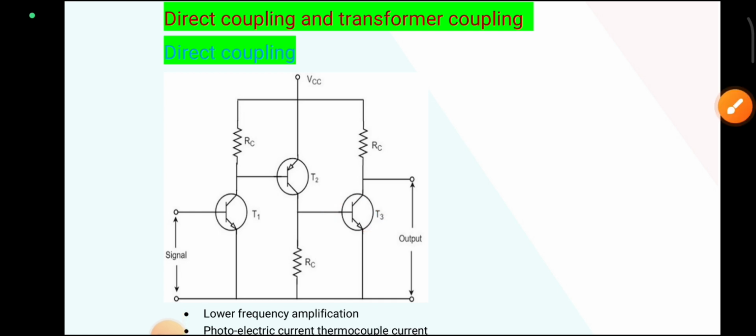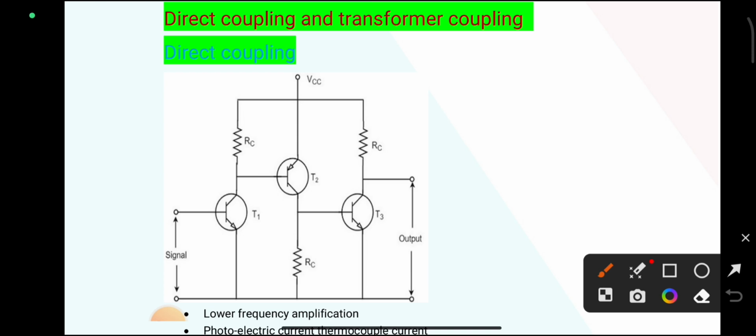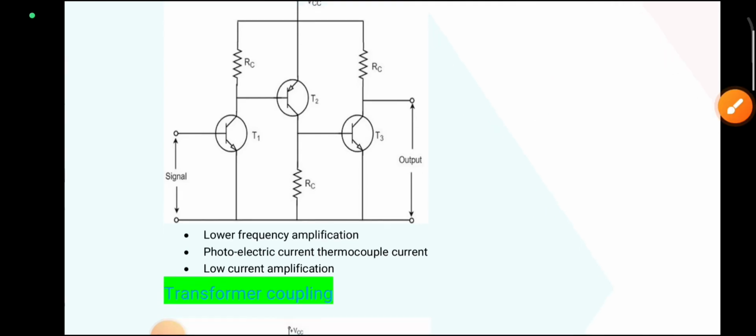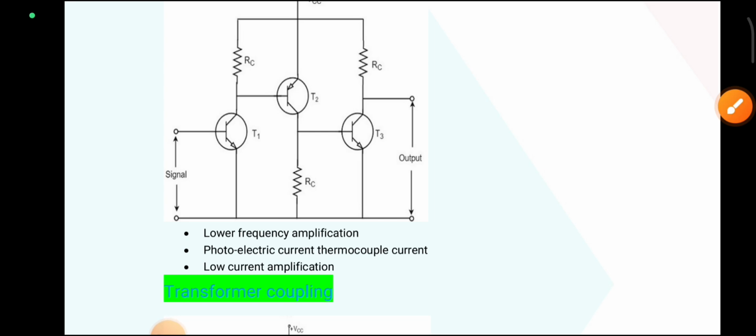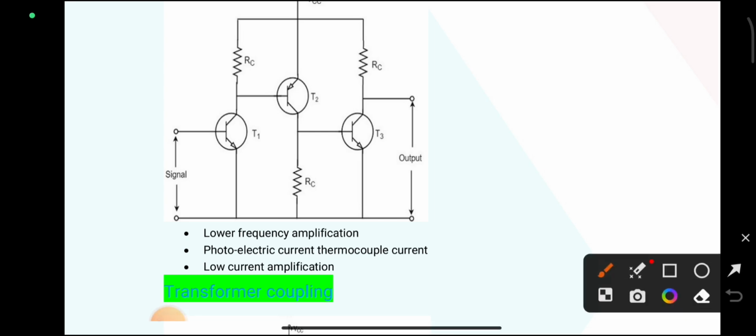Okay. So this circuit is used only in low frequency amplification and low current amplification. For low current amplification, for example phototransistor current and thermocouple current, we use the direct coupled amplifier for the amplification.